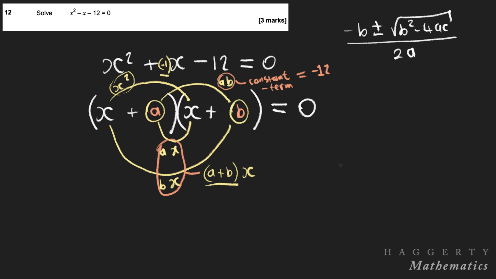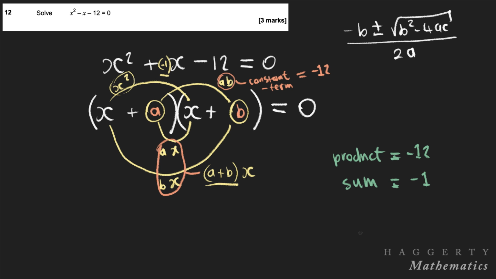So it now becomes a problem like this. The product of two numbers is equal to -12, and the sum is equal to -1. Can you think of two numbers which do that? Well, if the product is negative, then one of those numbers has to be negative, right? Because negative times positive always gives you negative. And moreover, because the sum is negative, the negative number has to be of greater magnitude than the positive number.